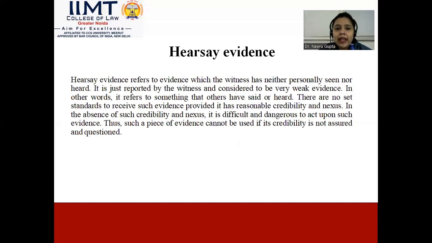Hearsay evidence. Hearsay evidence refers to evidence which the witness has neither personally seen nor heard. It is just reported by the witness and considered to be very weak evidence. In other words, it refers to something that others have said or heard. There is no set standard to receive such evidence, provided it has reasonable credibility and nexus. In the absence of such credibility and nexus, it is difficult and dangerous to act upon such evidence. Thus, such a piece of evidence cannot be used if its credibility is not assured and is questioned.